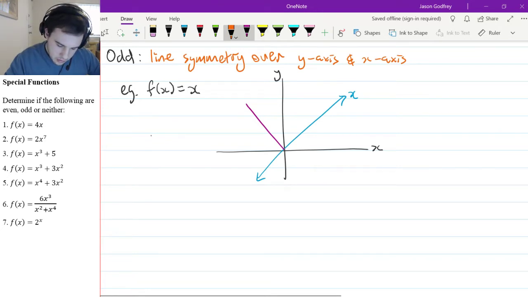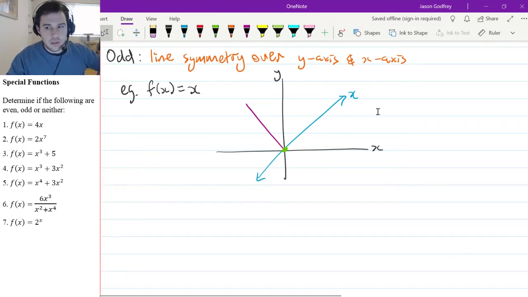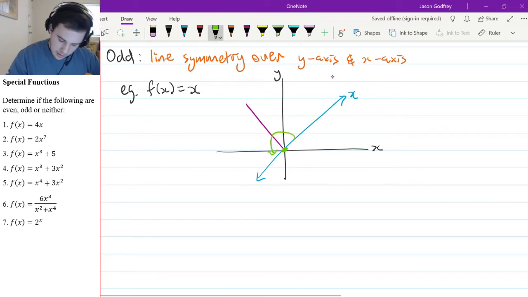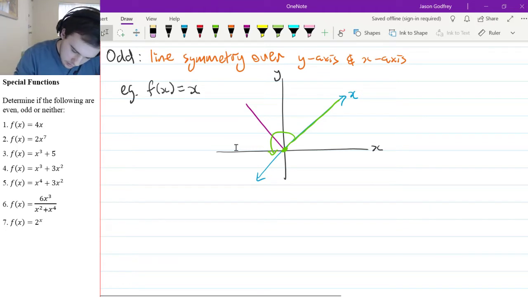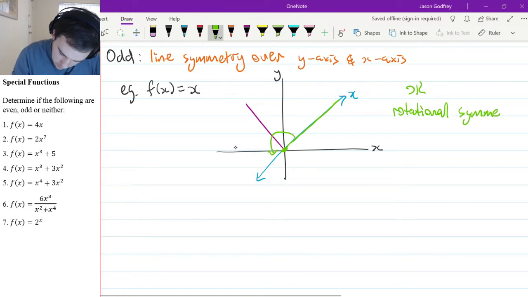Or there's another way you can think about this. If you fix the origin here, and then you rotate the top bit around 180 degrees, and it lines back up. So if you rotate that piece up here, the green piece, 180 degrees, and it lines back up with the other part of the function there, then it's also odd. We'd say it's got rotational symmetry about the origin.